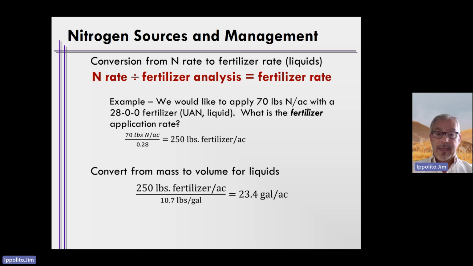So to keep in mind how you calculate fertilizer application rates to target a nitrogen application rate for solids, you simply take the nitrogen rate that's targeted divided by the fertilizer analysis in decimal form. For liquid fertilizers, you take the target nitrogen rate divided by the fertilizer analysis in decimal form. And then you take that new value and divide by the density.